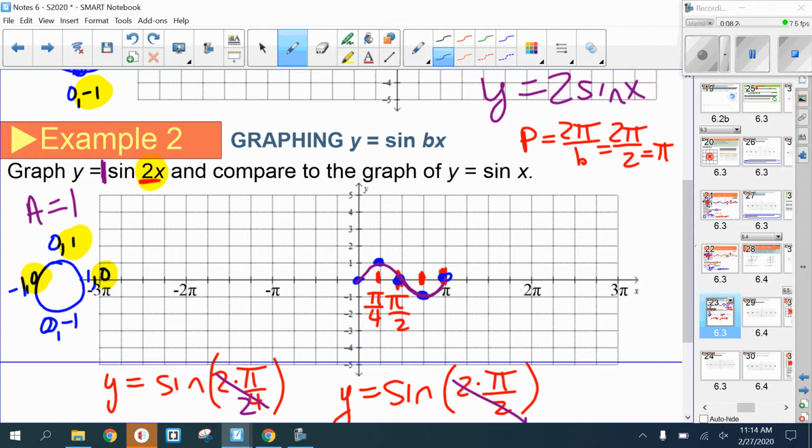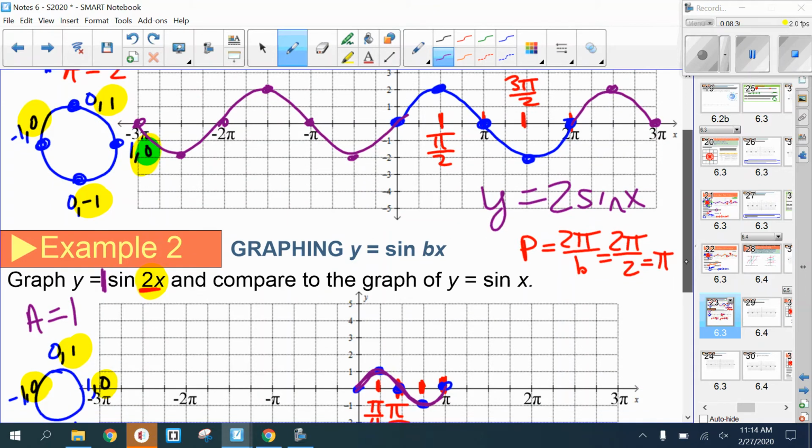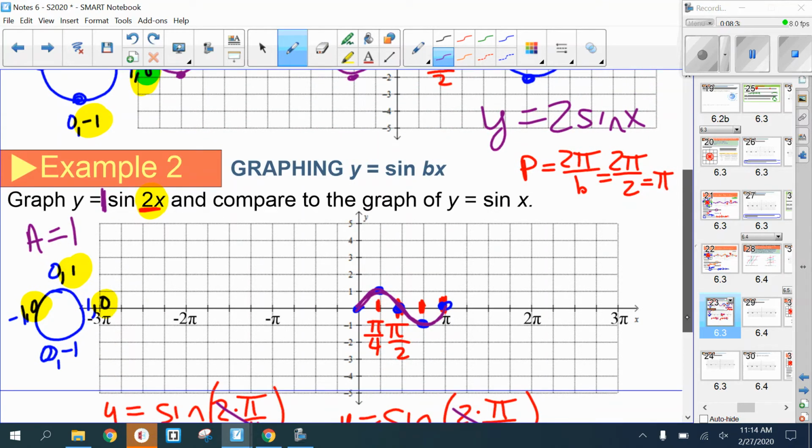So my sine curve looks like this. Now notice the difference between the last one. The last one had a larger period. It had a period of 2 pi, so it took a lot longer before it repeated itself. The last one also had an amplitude of 2, so this one's a little bit different.